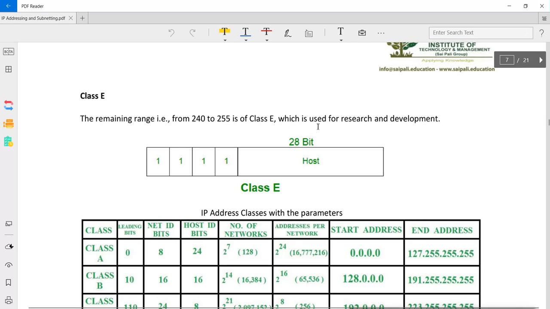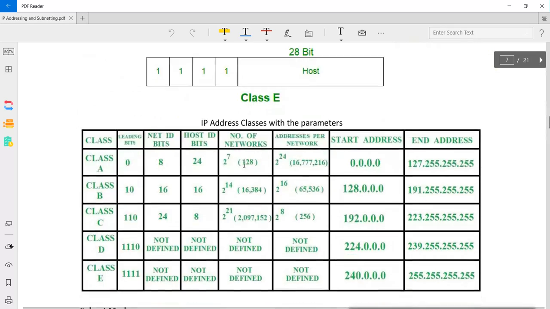And this class is used for research and development by the IANA engineers, and we can say that the first 4 bits of the first byte are reserved as 1, like you cannot disable any of these bits, and we can't use it. There is no dividing of network and host part. We can't use it because it is reserved for research and development by IANA. It is not for public use. And these are the 5 classes we have.